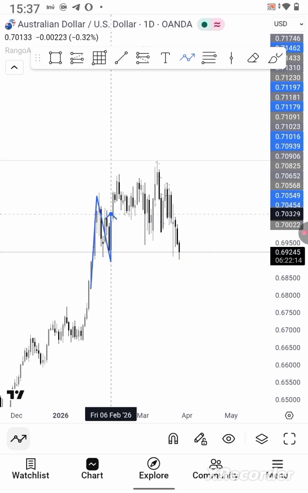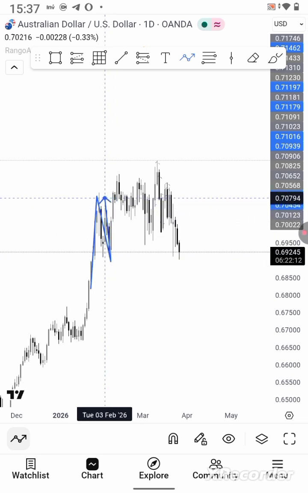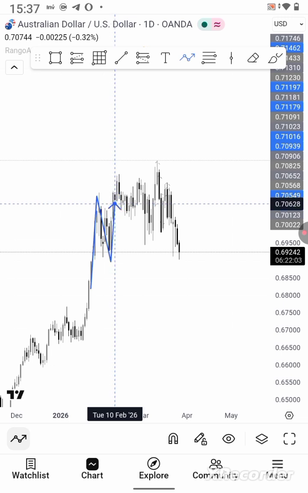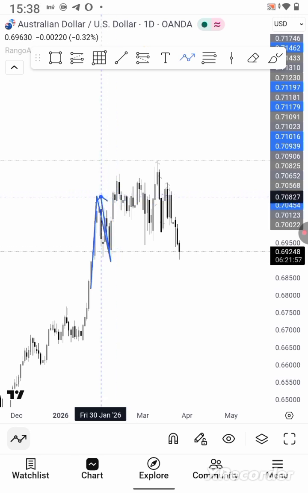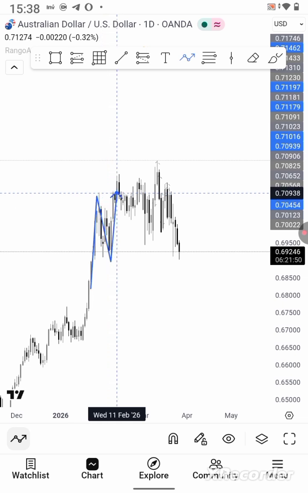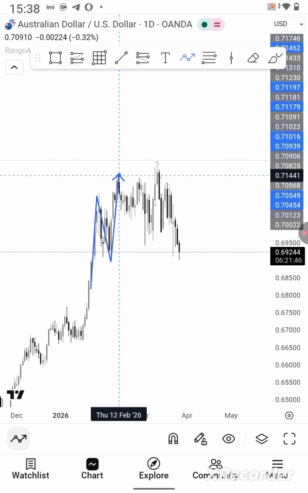Then the market went up. It broke this structure. We could have used this as a higher low, but no, we cannot. This is where the market broke structure. Are you seeing it now? The market broke structure here, and then gave us a new high.